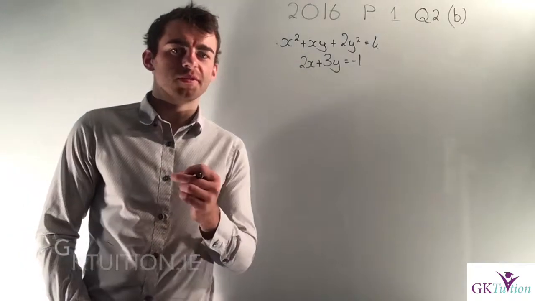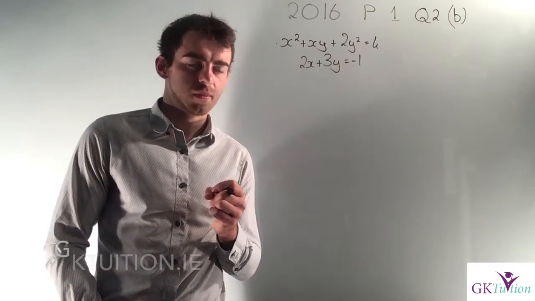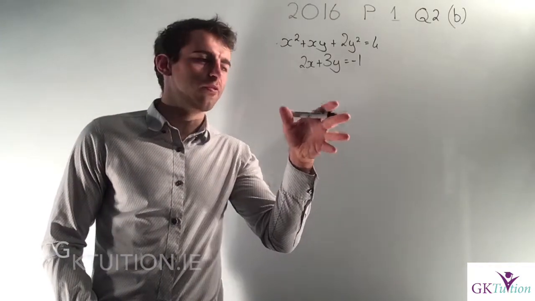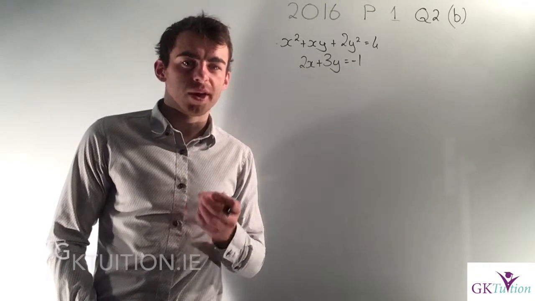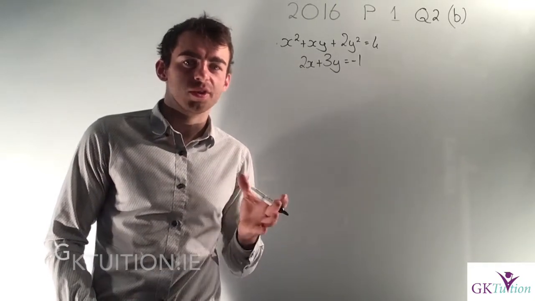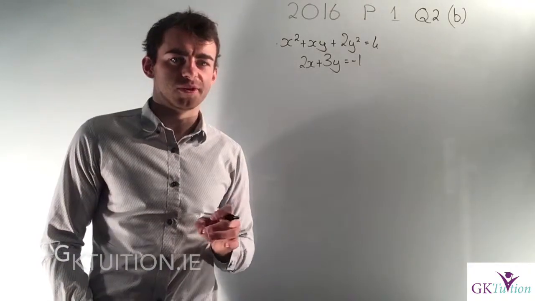Now the question I'm going through here is 2016 Paper 1 Question 2 Part B. There are two types of simultaneous equations that come up regularly in the Leaving Cert course. One is if you're given three equations and three unknowns, and for the most part we solve those in a similar vein to the ones that we solved at Junior Cert level. However, these ones are slightly different.